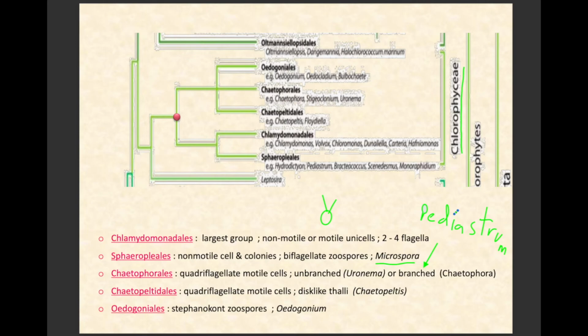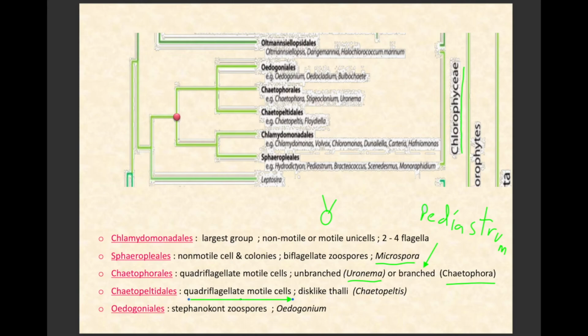Under your Chaetophorales, ito yung mga Chaetophora, and yung ating Uronema. Makikita natin yung tsura nila mamaya. Uronema na unbranched and yung branched na Chaetophora. These are quadriflagellated motile cells. Meron din tayo sa case ng Chaetopeltidales. These are quadriflagellated motile cells ulit.